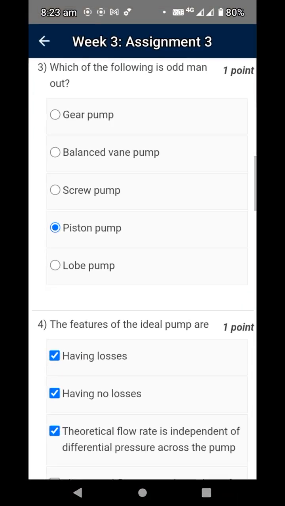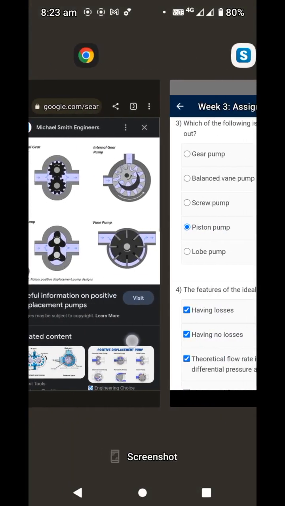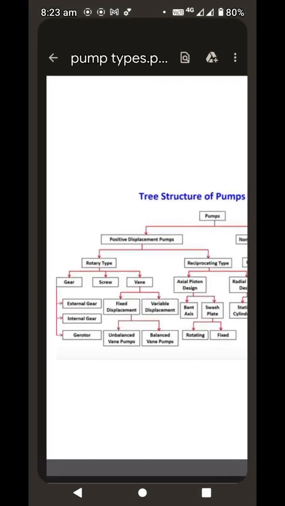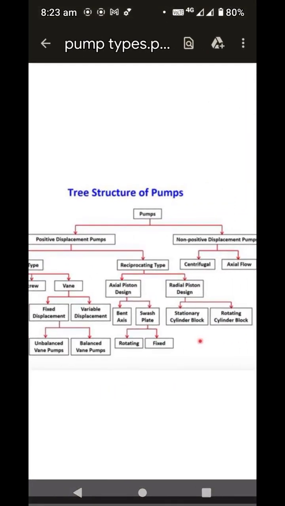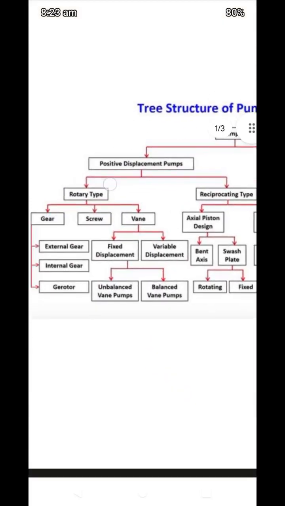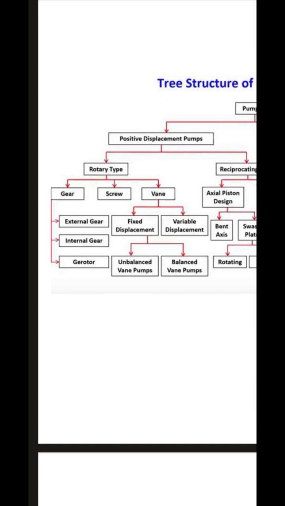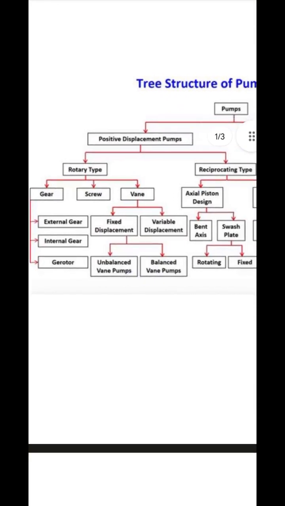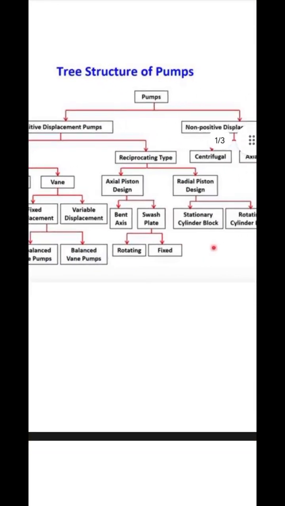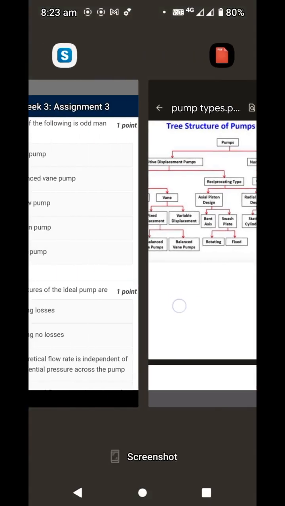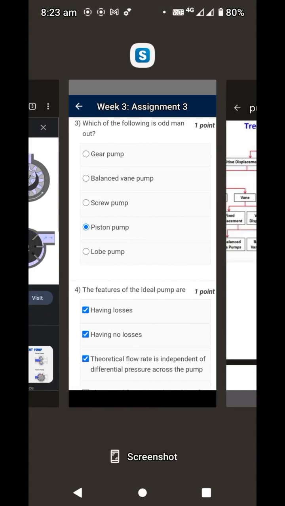So gear pump, balanced vane pump, screw pump and lobe pump, everything is coming under positive displacement pump, which is in the category of rotary type. So all the categories are coming under rotary type. But in the case of reciprocating type, the piston pump will come. But anyhow, piston type is a positive displacement pump only.